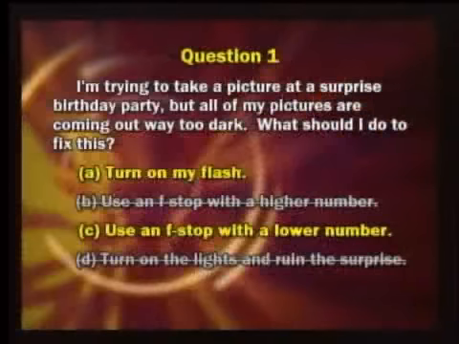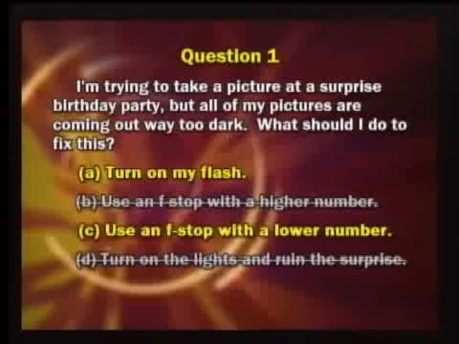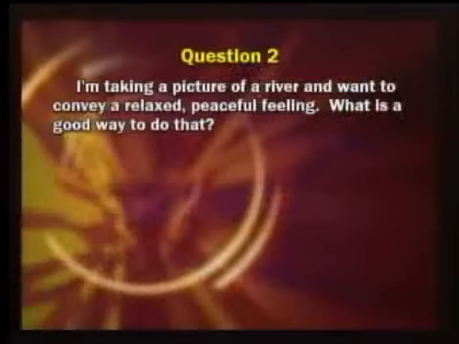And the correct answers here are A and C. A, turn on my flash, and C, use an f-stop with a lower number. A, turning on the flash will provide more light into the room, so you'll be able to get the picture you want. And then C, use an f-stop with a lower number, will give you a larger aperture, letting more light into the camera. Okay? Everybody follow? All right, question number two.